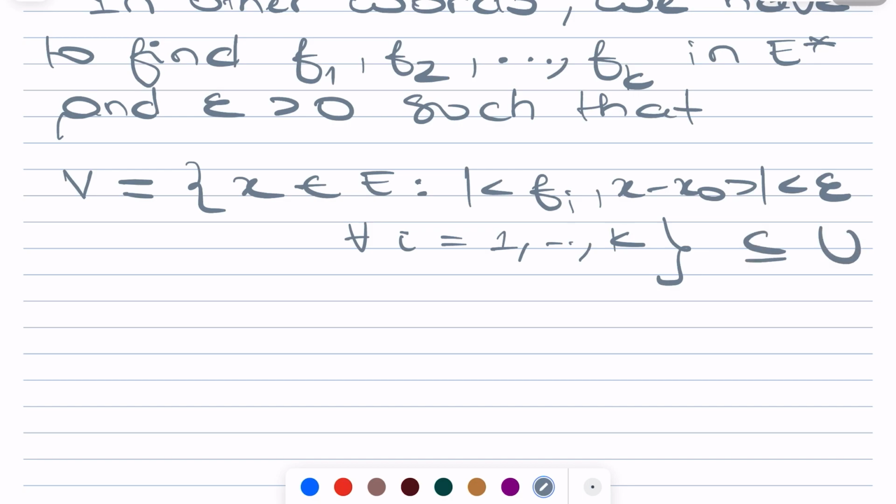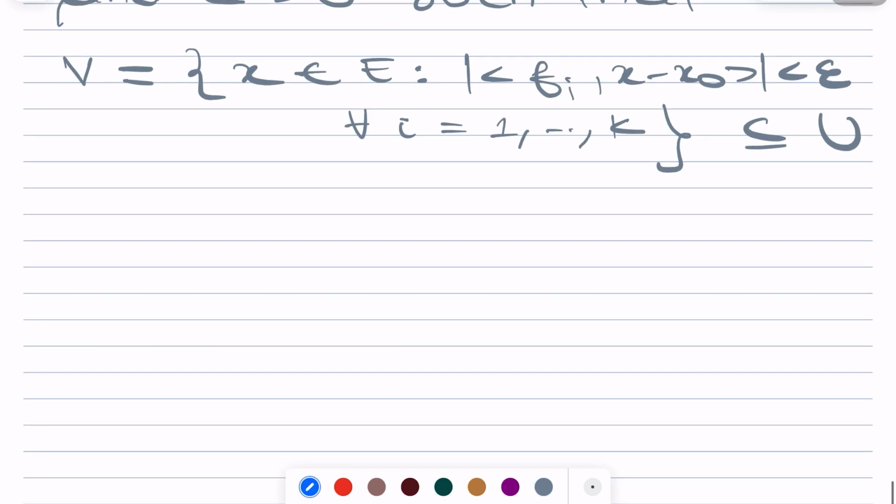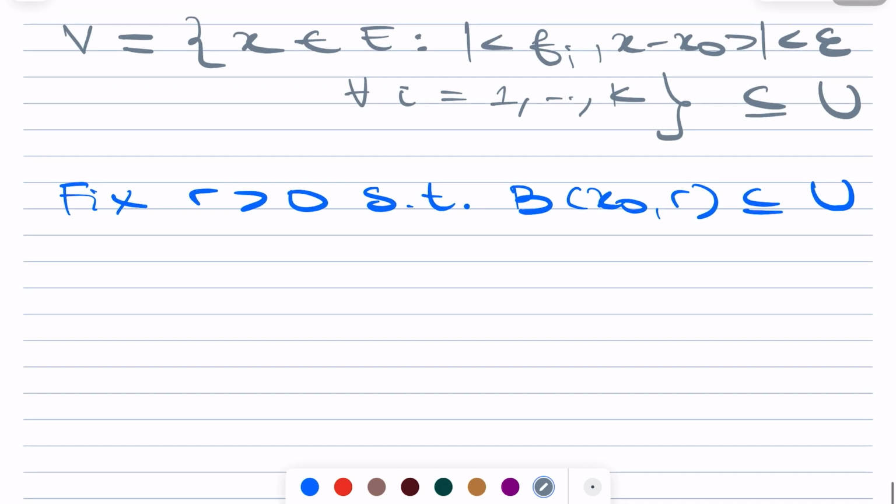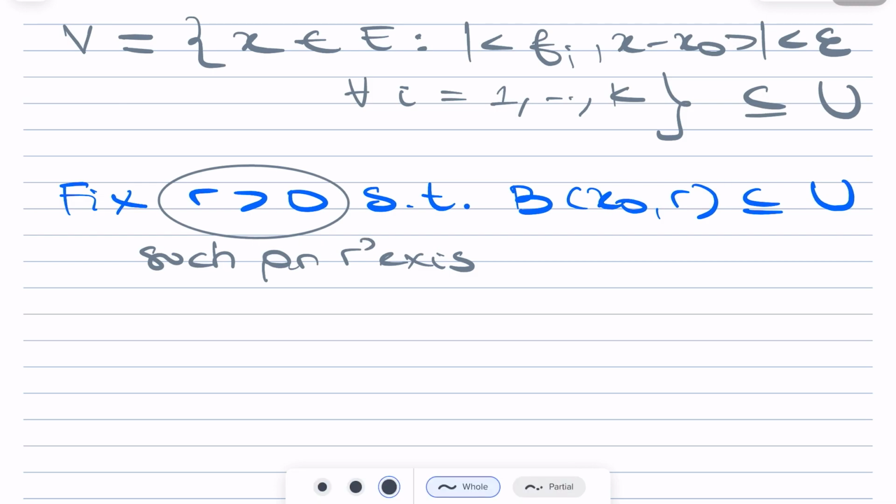Okay, good. So fix r positive, such that the ball around x0 of radius r is contained in U. Just for your understanding, such an r exists, as U is a neighborhood of x0.